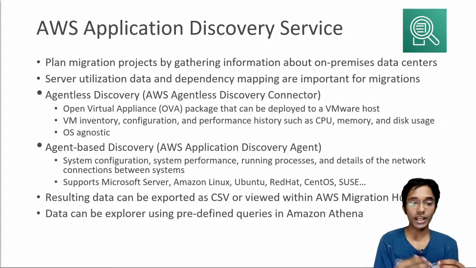But there's a second way of doing things, which is to use the agent-based discovery, the AWS Application Discovery Agent, which is really interesting here. This will gather system performance, running processes, and details of all the network connections between the systems, by deploying an agent onto a Microsoft server and Amazon Linux, Ubuntu, Red Hat, CentOS, to name a few.